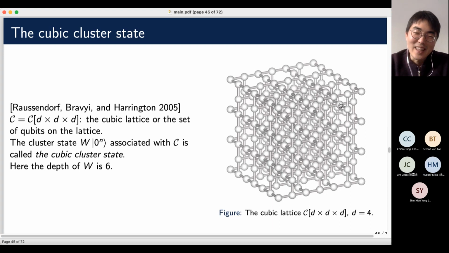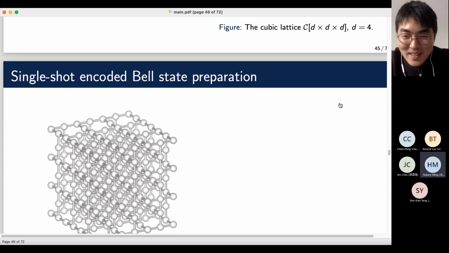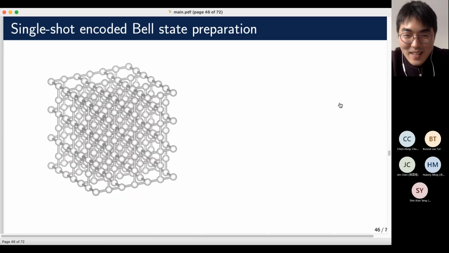Okay, I see. And then you can consider applying our single shot decoding scheme on each side. Then you will get a two qubit Bell pair. Each side means the whole layer on the two sides, the first layer and the next layer. Okay, I see.